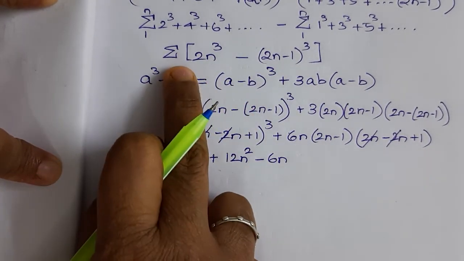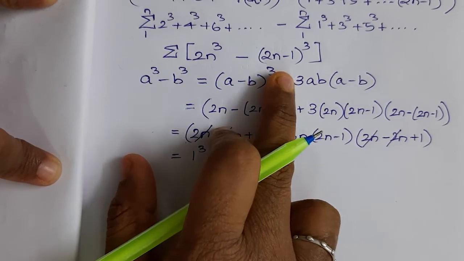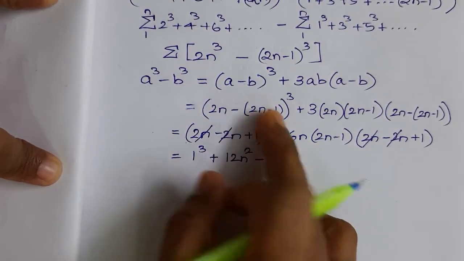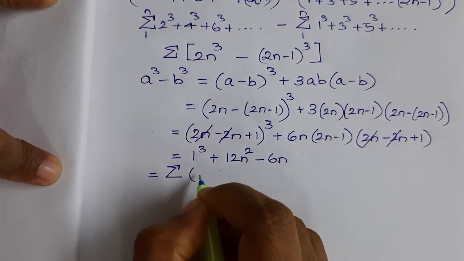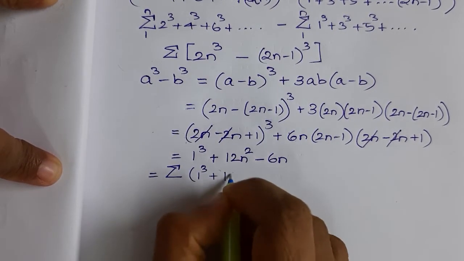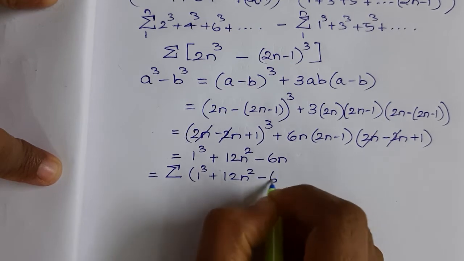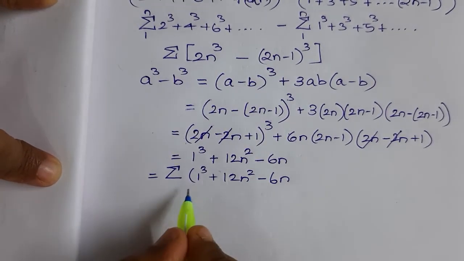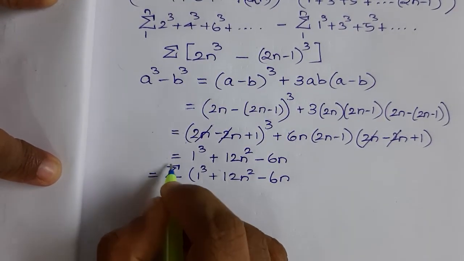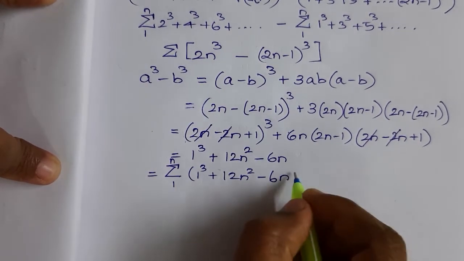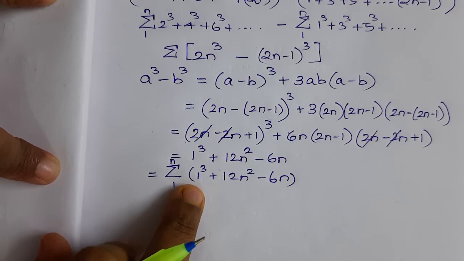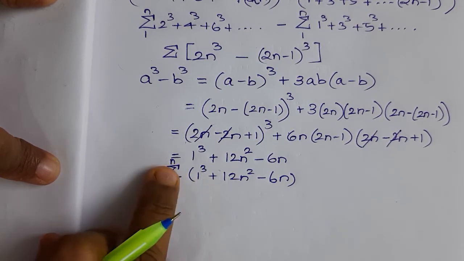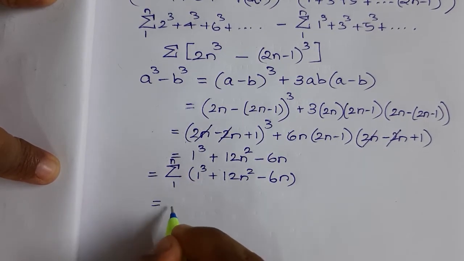Here actually, in the first step we have written summation of. We are finding summation of a cube minus b cube. So when you introduce the summation here, that is 1 cube plus 12n squared minus 6n, where the value of n is 1 to n. There are totally n terms. So 1 cube, you'll be adding 1 how many times? Till n times.